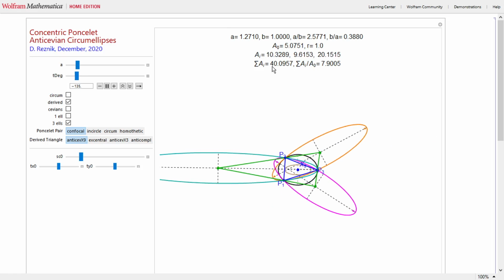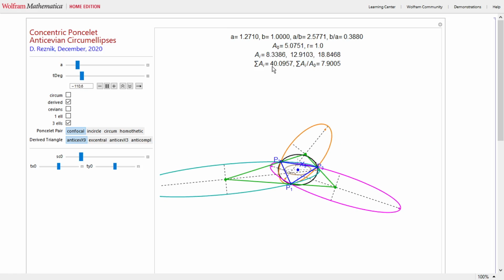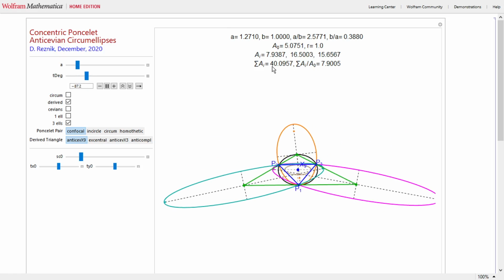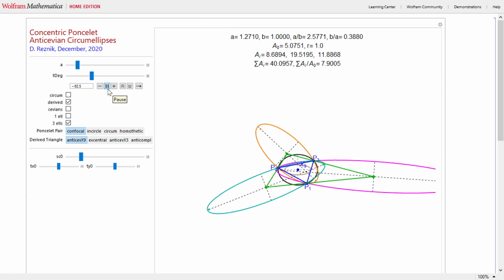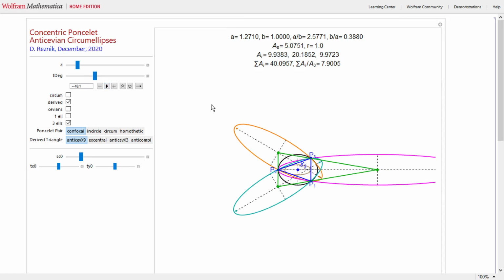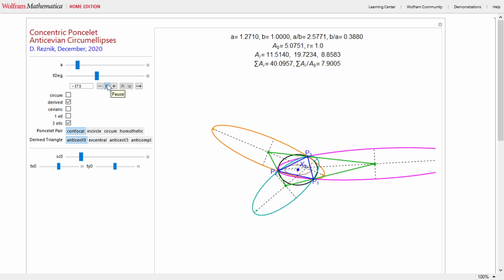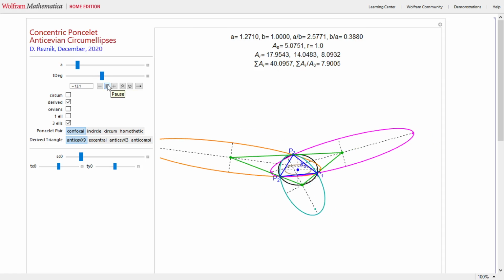Notice that the sum of the areas remains constant. So it looks like we have a nice rule here: you take a concentric Poncelet pair, you figure out the anticevian triangle with respect to the common center of the pair, and then you draw the three circumellipses centered on the vertices of that anticevian triangle. What you're getting here is an invariant sum of circumellipse areas.